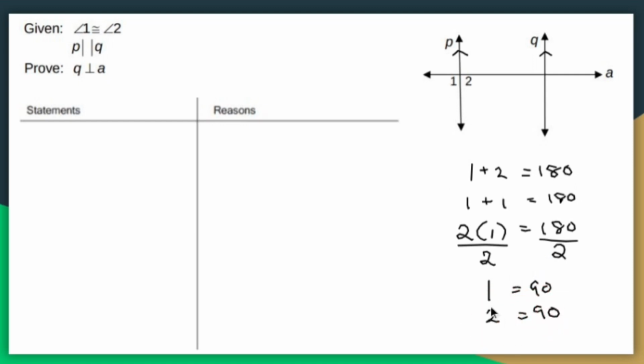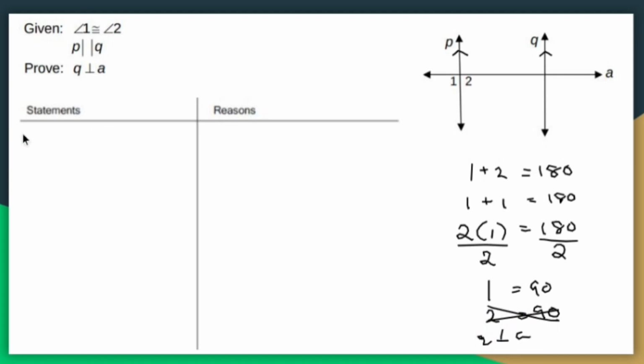which means since 1 and 2 are 90, in fact, I don't even need to say the fact that 2 is 90. I could skip that part. Once I know that 1 is 90, I have enough information to finish my proof and say Q is perpendicular to A. So let's set this up using all this information over here.